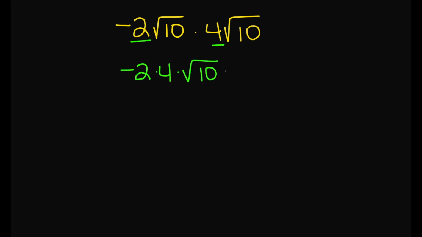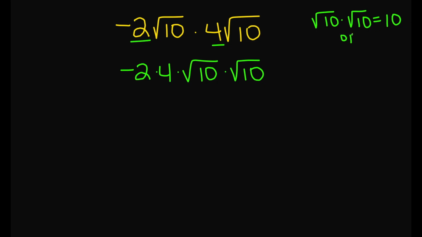Negative 2 root 10 times 4 root 10 as well. First thing we're going to do is multiply our coefficients here. So negative 2 times 4. Then we have the square root of 10 times the square root of 10. And remember, if you have the square root of a number times the square root of that same number, your final answer here is just going to be that number based on our property rule.